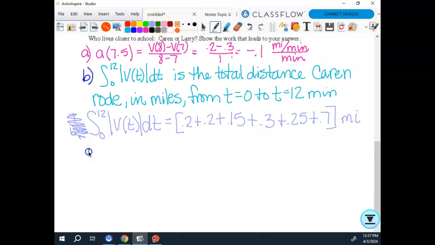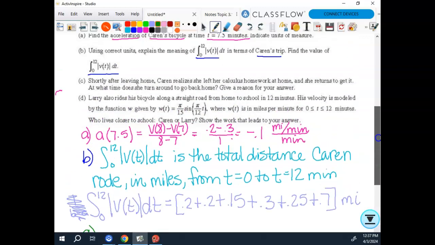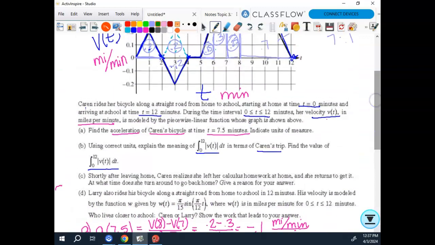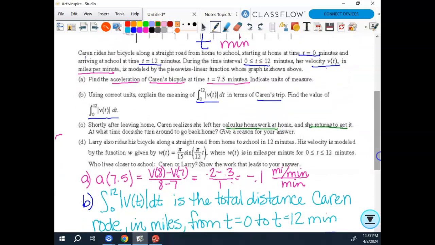All right, C. Shortly after leaving home, Karen realizes she left her calculus homework at home, and she returns to get it. Yeah. That's even funnier than your ID, isn't it? At what time does she turn around and go back home? Give a reason for your answer.